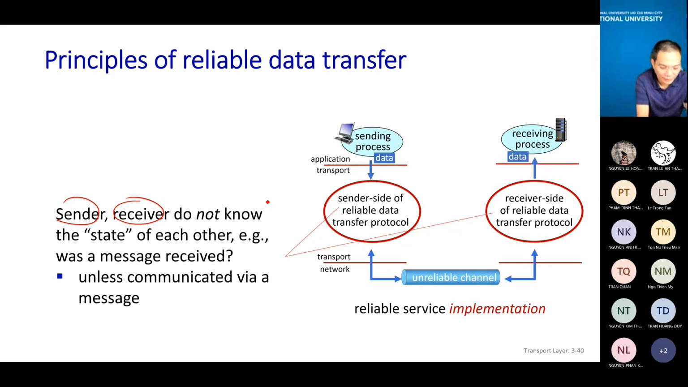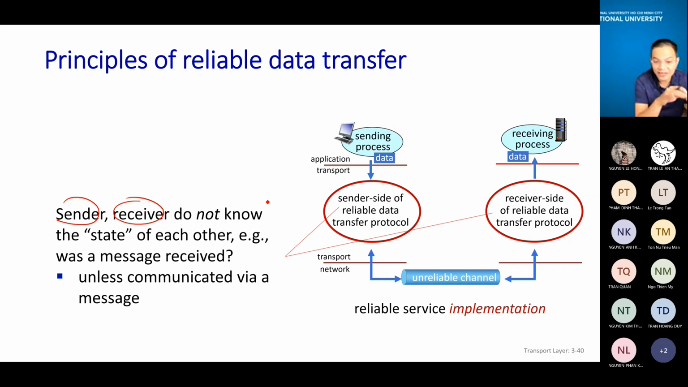For example, when the sender sends data and the receiver receives it, the receiver checks the data and finds that it is corrupted. That the data is corrupted is an internal state of the receiver, and the sender by default does not know about that.